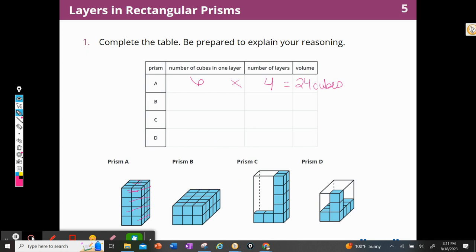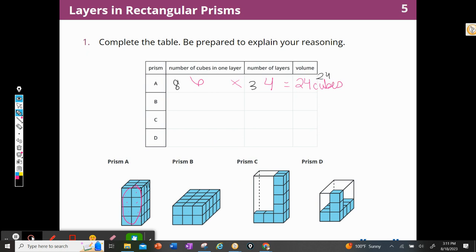Okay? I could have done that a different way. I could have done layers such as, let me erase just these markings here. I could have looked at this front. How many are in this front? 1, 2, 3, 4, 5, 6, 7, 8 in the front. So let me get a different color pen for that. I could have said there are 8 in the front, and there are 1, 2, 3 layers of 8, and I would still get the same answer. 8 times 3 is still 24. So I could have done that in 2 different ways.